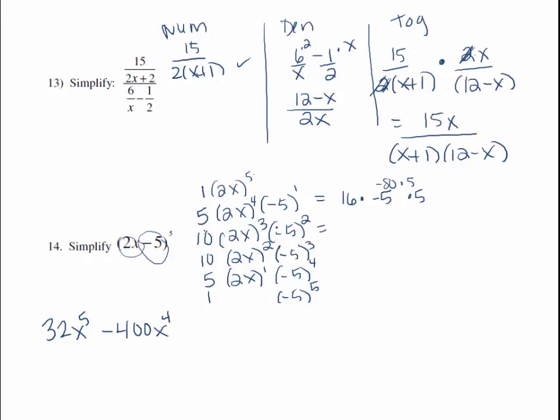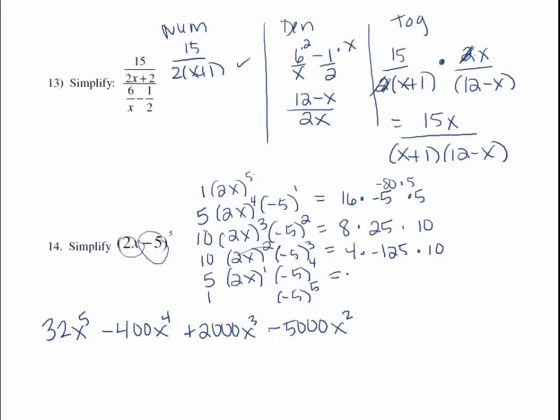Alright, so I've got 2 to the 3rd here, that's 8, times negative 5 squared is 25, times 10. So 8 times 25 is 200, times 10 will give me 2,000. Okay, 2 squared is 4. Negative 5 to the 3rd is negative 125, and then I'm going to multiply that by 10. So 4 times 125 is 500. 500 times 10 is 5,000.